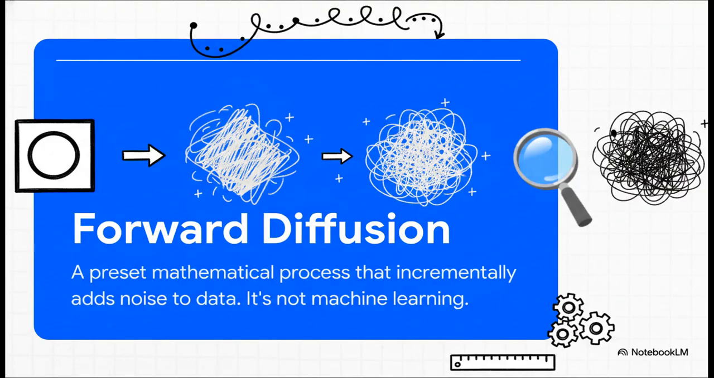It looks just like old TV static, until the original picture is completely lost in this sea of random pixels. Now, what's so surprising here is that this first step has absolutely nothing to do with machine learning. It's just a fixed, predictable mathematical formula. We know exactly how much noise gets added at every single step. And that precision, well, that's the key to everything that comes next.